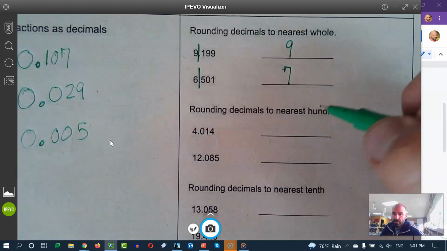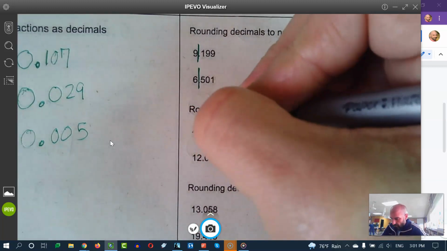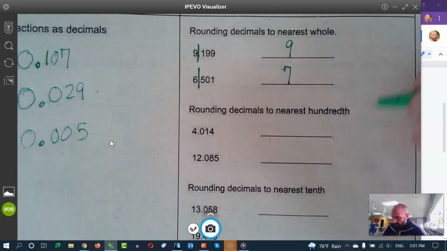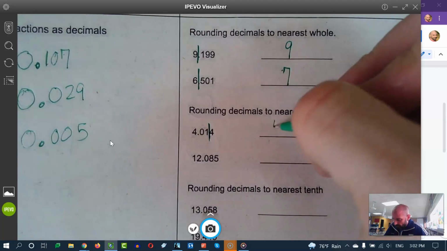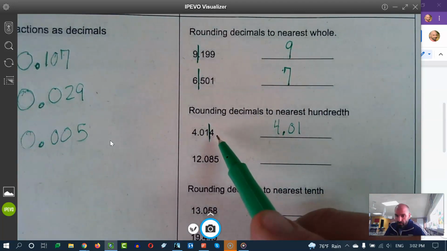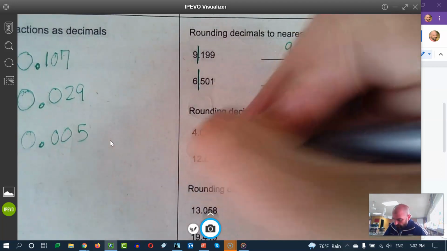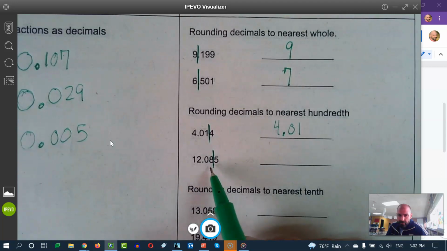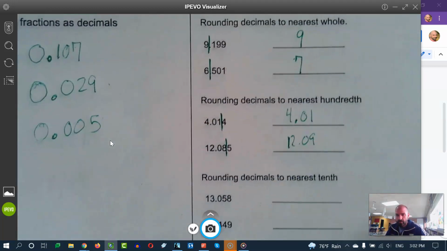All right, rounding decimals to the nearest hundredth. So I have here's tenths. Oh, you got to read that, don't you? And here's hundredths. Right next door is a 4, so this is still 4 and 100th, because this is between 4 and 100th and 4 and 200ths. This number in here, we're in between 12 and 800ths and 12 and 900ths. This rounds up to 12 and 900ths.